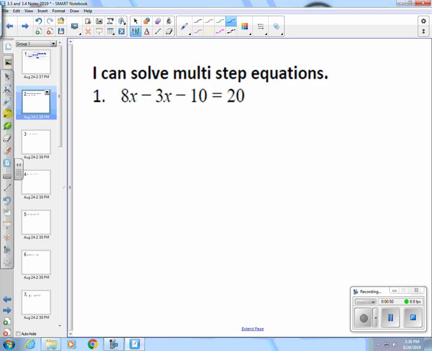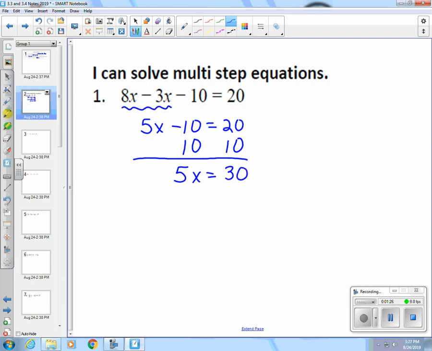So let's get started on doing a multi-step equation. This multi-step equation has two terms that are like terms on the same side of the equation, so let's add them together. 8x minus 3x is 5x, minus 10 equals 20. Now we have a two-step equation. We need to take care of the negative 10, so we're going to have a positive 10 added to both sides. That'll leave us 5x equal 30, and then we can divide by 5 on both sides and have x equal to 6. Put a box around that answer, please.